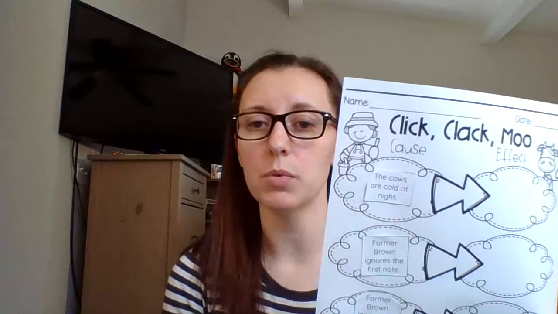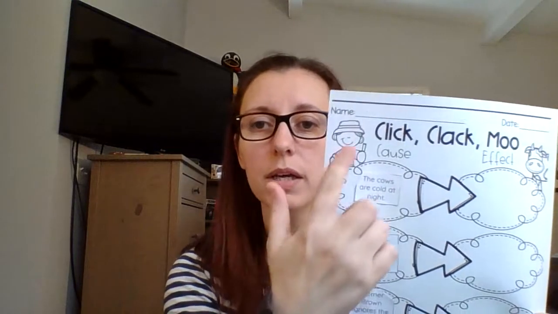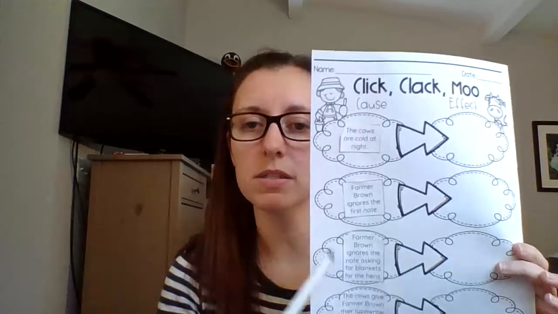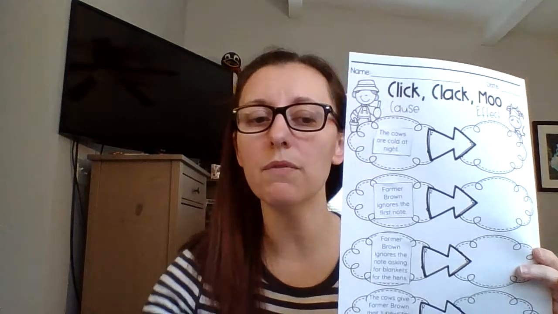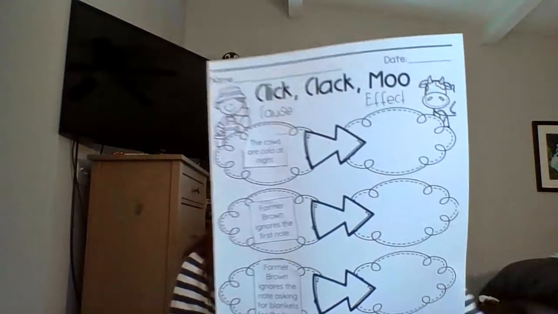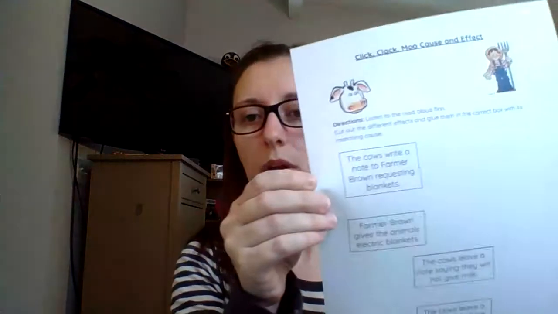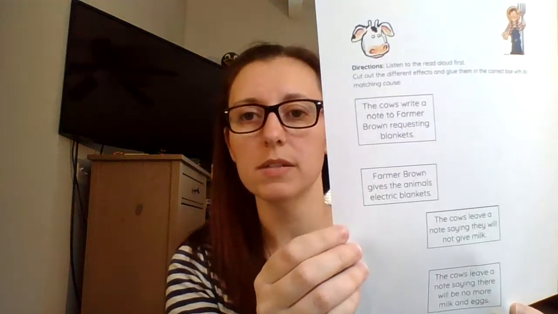So now, to get to our assignment for the day, you are going to be working on this worksheet here. It's called Click, Clack, Moo, Cause and Effect. So down this side here are all of the causes. And then you have this sheet here, which are all of the effects. It says, listen to the read aloud first. Cut out the different effects and glue them into the correct box with the matching cause.